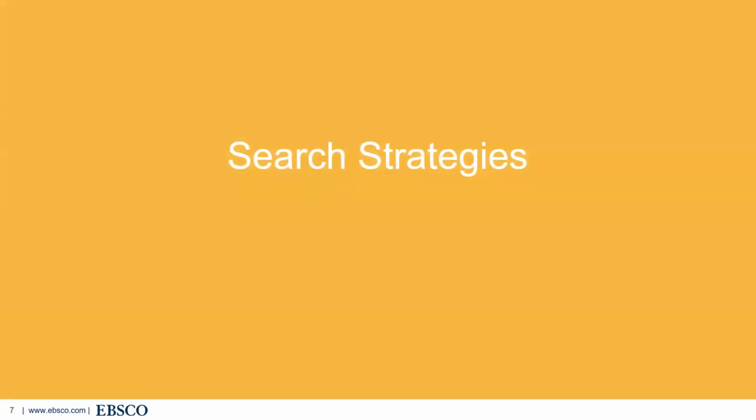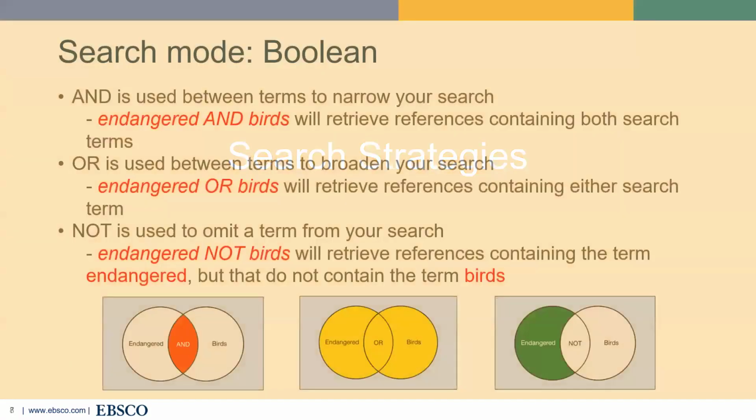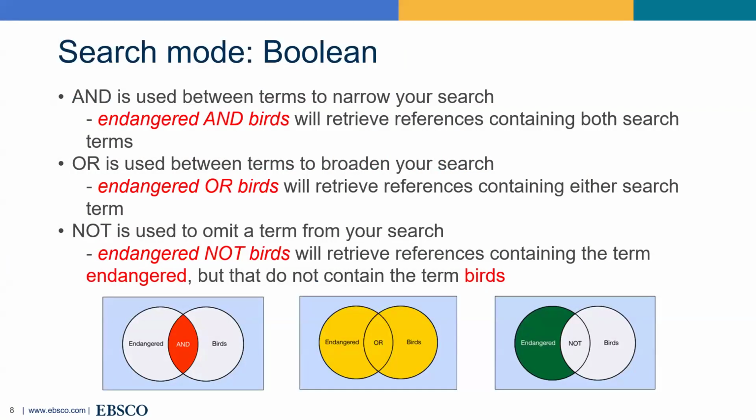So the first thing I'm going to talk about is search strategies. I know that many of the people here today are librarians, so this may be something you're very familiar with, but I know we have a few non-librarians as well. If those more experienced searchers can bear with us, I'm going to review some search strategies. The first one I'm going to talk about is the Boolean search strategy.